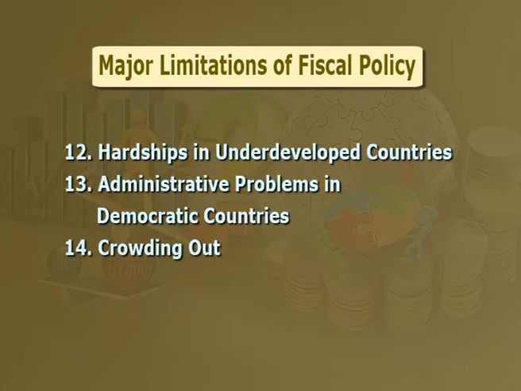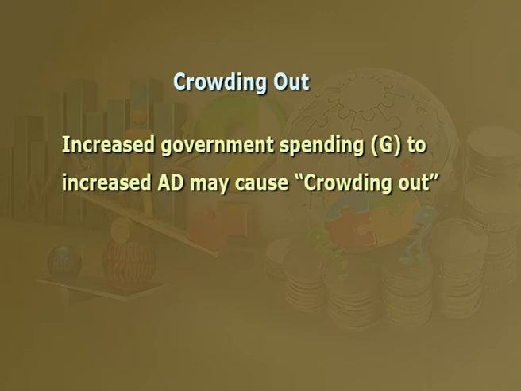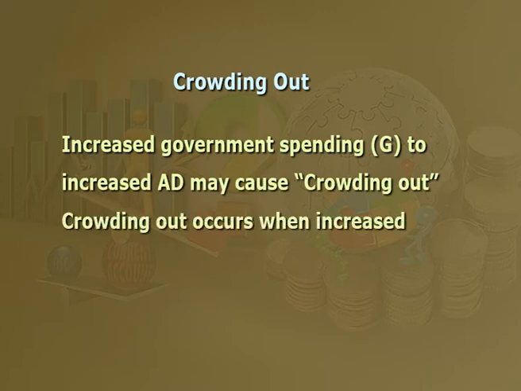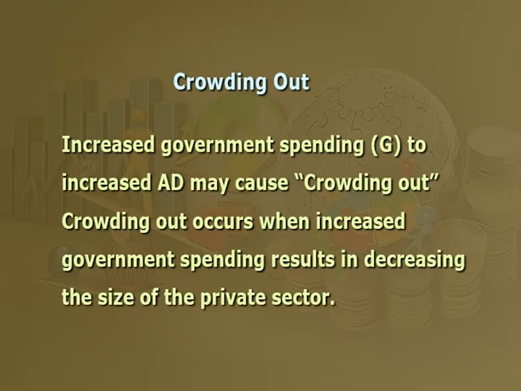Number 14. Crowding out. Increased government spending, G, to increase AD, which is aggregate demand, may cause crowding out. Crowding out occurs when increased government spending results in decreasing the size of the private sector. For example, if the government increases spending, it will have to increase taxes or sell bonds and borrow money. Both methods reduce private consumption or investment. If this occurs, AD, which is aggregate demand, will not increase or will increase only very slowly.